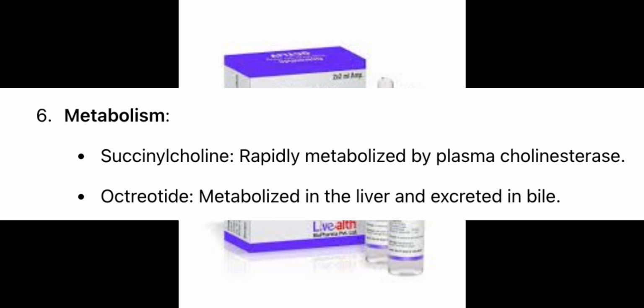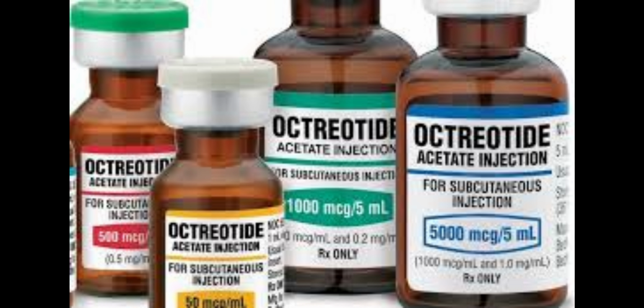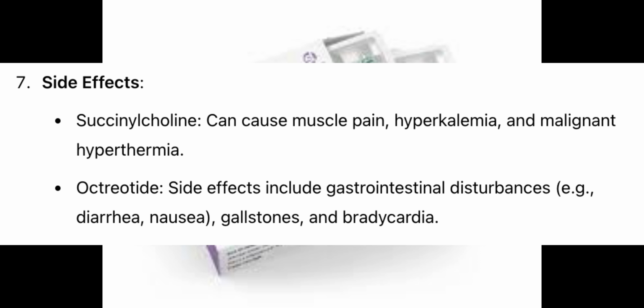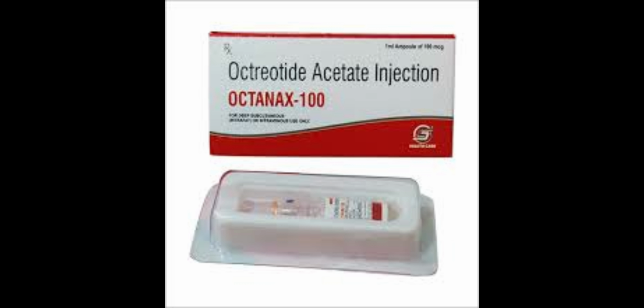6. Metabolism: succinylcholine, rapidly metabolized by plasma cholinesterase. Octreotide, metabolized in the liver and excreted in bile. 7. Side effects: succinylcholine can cause muscle pain, hyperkalemia, and malignant hyperthermia. Octreotide side effects include gastrointestinal disturbances, e.g. diarrhea, nausea, gallstones, and bradycardia.